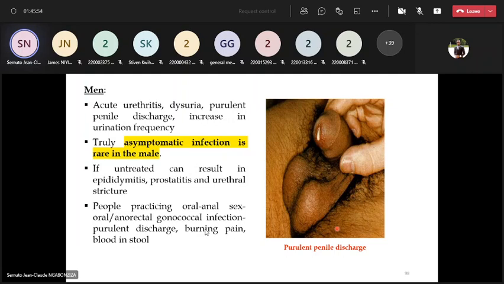So by diagnosing the man, you can trace the origin of infection and as well treat the couple, treat the partner, because this is not seen in most females. If untreated, it can result in epididymitis, prostatitis, and urethral stricture infections.